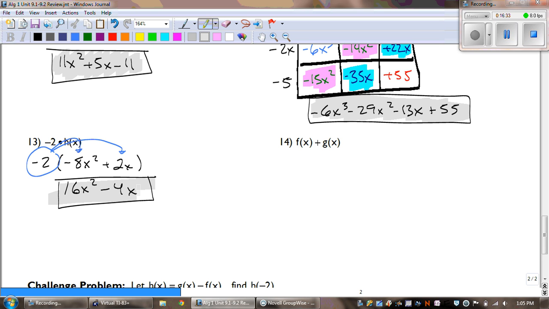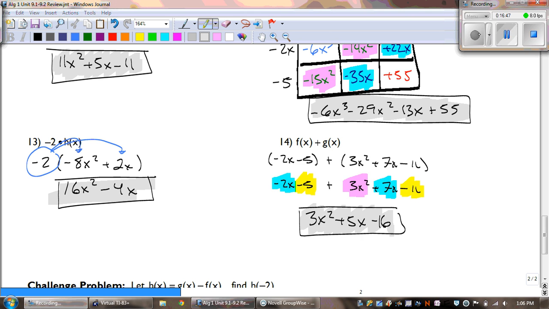Okay, number 14, you guys are all on your own. You have to add f of x and g of x. So go ahead and pause the video, and good luck. Okay, and you should get 3x squared plus 5x minus 16.